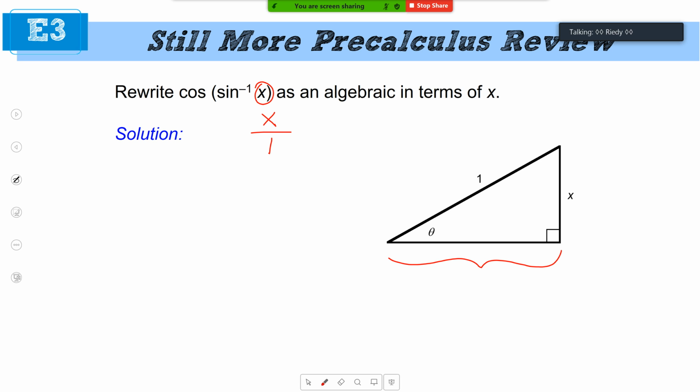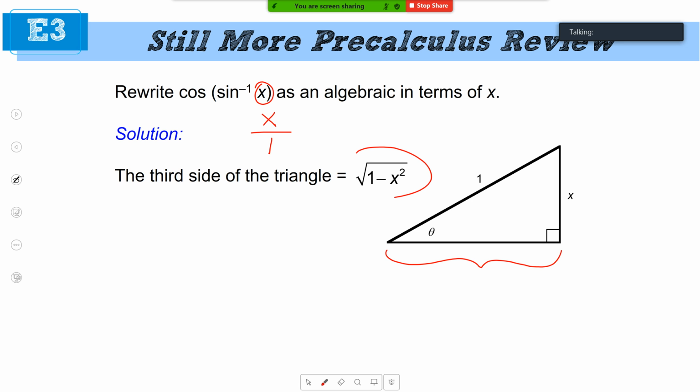How long is this? Close. Square root of 1 minus x squared. Okay. x squared plus this thing that we're looking for squared equals 1 squared. And again, we get back to the same scenario we had in the last picture. We know all three sides. We can find any one of the trig functions for that particular angle theta.